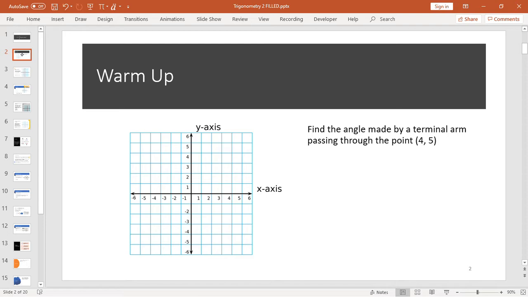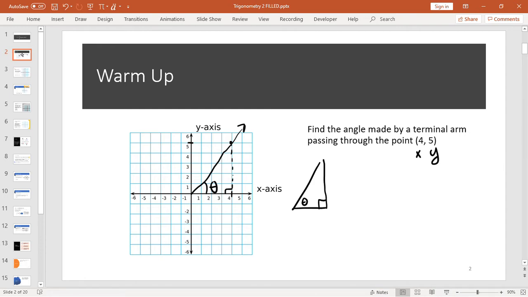So we're going to count for our x value, which is the x over 4 here, and we're going to count up 5 for y here, and wherever those intersect, that's where my terminal arm passes through. Woo! Should have been a straight line, definitely isn't. And this is my angle that I'm concerned about. So the minute I do that, this is a bit of a review, I've made a right triangle.